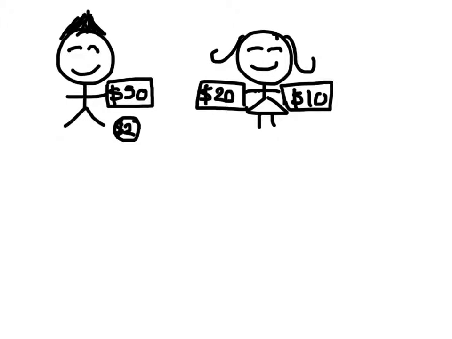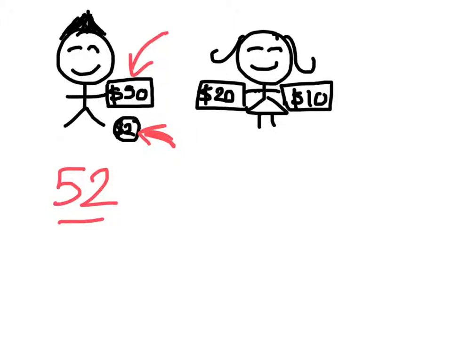50 plus 2. Hopefully you've worked out that Bob has got $52. 50 plus 2 is 52. If you got 70, remember that the $2 coin is only worth the 1s, whereas the $50 note, that's in 10s. 52. And over here we've got Mary.